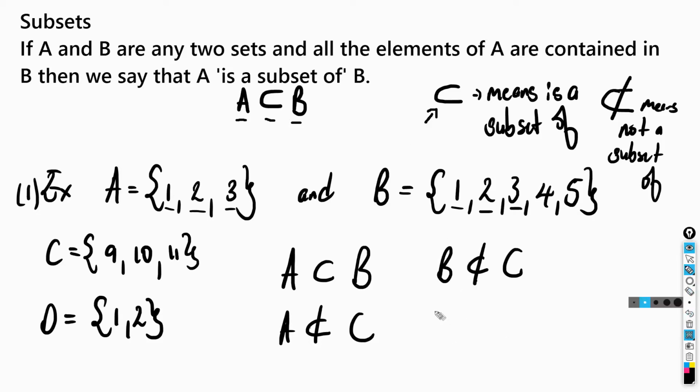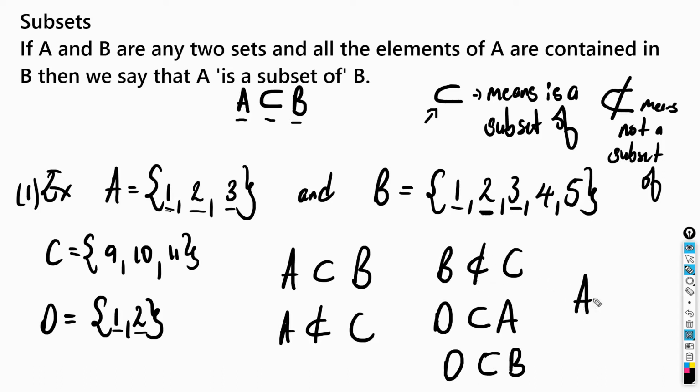Right, we could actually say that D is a subset of A, right? Because 1 and 2 are in A. And D is also a subset of B, right? Because 1 and 2 are also in B. Cool. But A is not a subset of D because D does not have 3 in it. So 1, 2, and 3 are not in D.